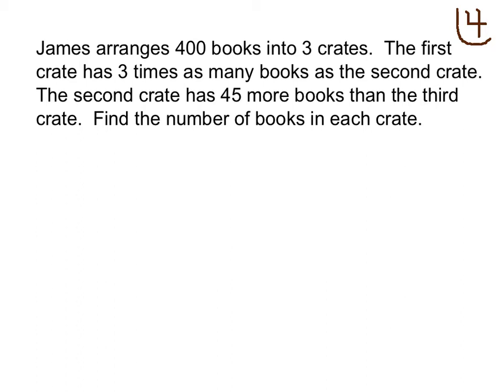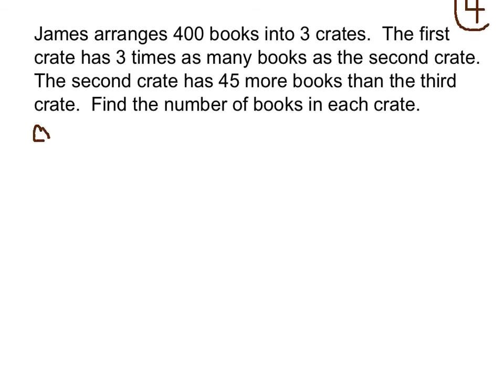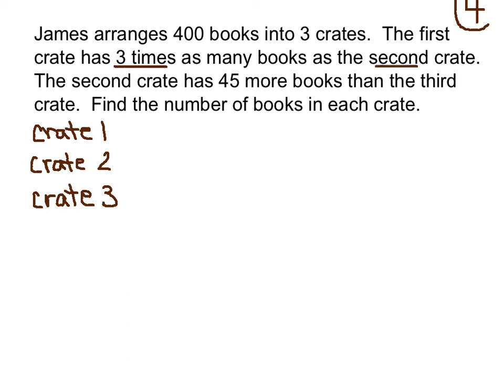Okay, when I start to read this problem, I notice that I'm trying to find out how many books are in 3 crates. So I'm going to keep track of what is in crate 1, crate 2, and of course crate 3. Then I've got to find out which crate has the smallest amount. So I go back to my sentence and it says the first crate has 3 times as many books as the second crate. And the second crate has 45 more books than the third crate. So the third crate has the smallest amount. So I'm going to give the third crate the box.